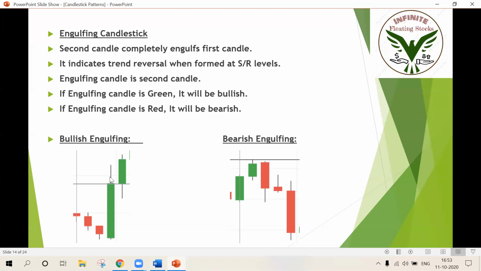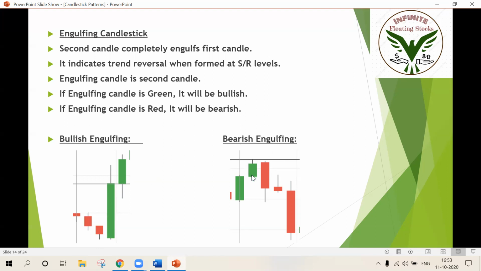Look at this huge green candle here. What is it doing? It is eating all these red candles. Engulfing is nothing but eating, completely overthrowing or completely eating away. Now see, this green candlestick is very huge. It's covering all the three small red candles. So this candle is called the engulfing candle, and this is called the first candle.